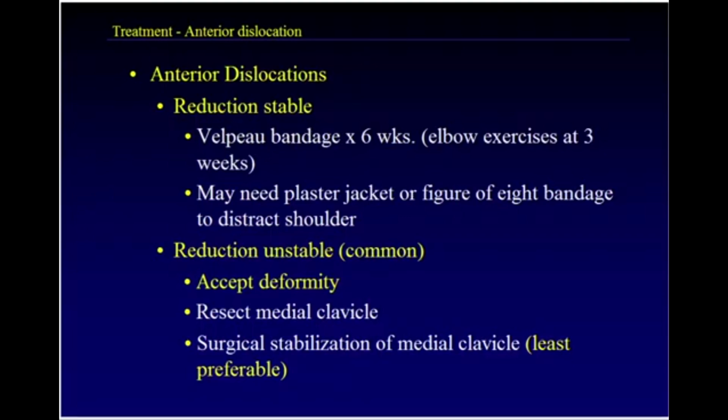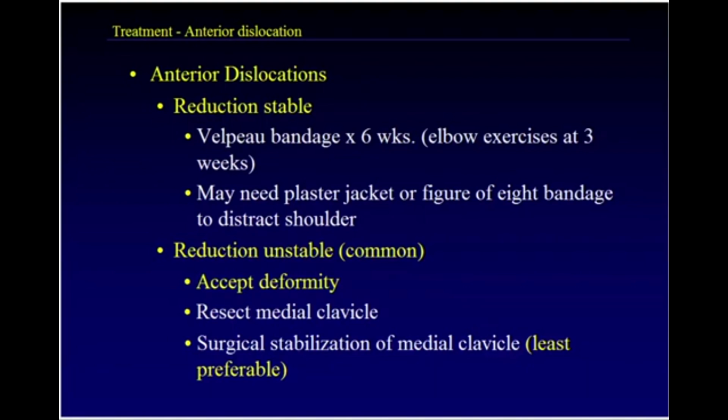Anterior dislocations, if the reduction is stable, you can treat them in a Velpeau bandage for 6 weeks. Begin elbow exercises early. Sometimes it's necessary to use a figure-of-8 bandage to hold the shoulder in abduction and distraction to maintain the reduction. If the reduction is unstable, which is actually the most common presentation of these, then you have several choices. One is to accept the deformity. If the patient is minimally symptomatic or asymptomatic, then you simply accept the deformity and the bump there at the medial end of the clavicle.